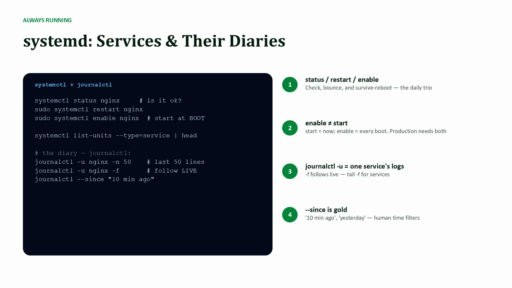-u nginx shows just nginx's entries. -n 50 the last 50, and -f follows live. tail -f, part 5. But for services, the --since flag accepts human phrases like 10 minutes ago. Status, restart, journal. That trio is the first 5 minutes of every real incident response.